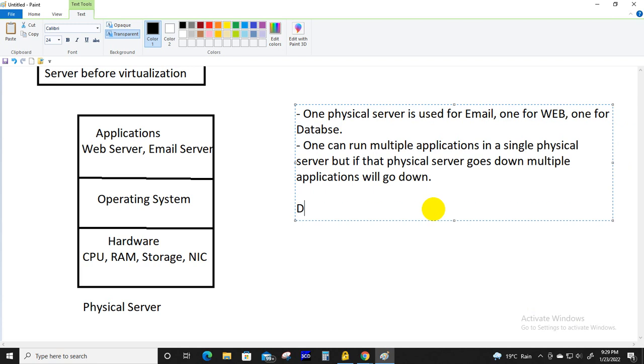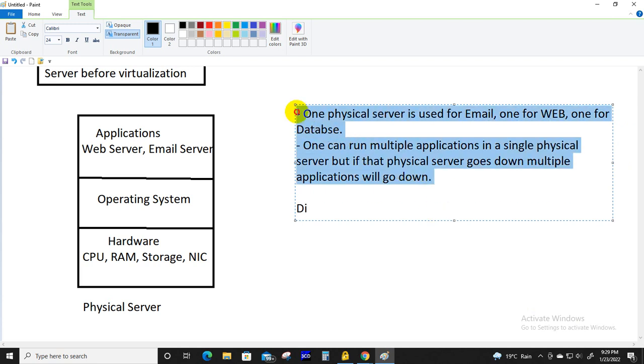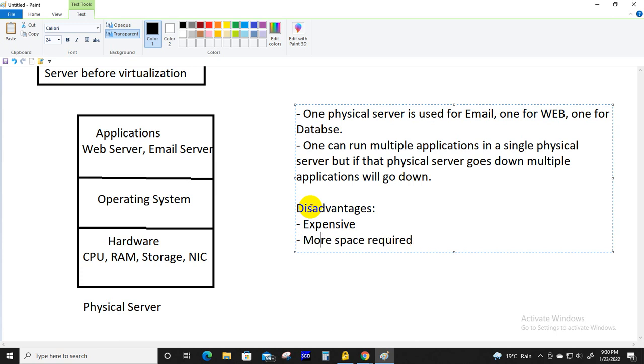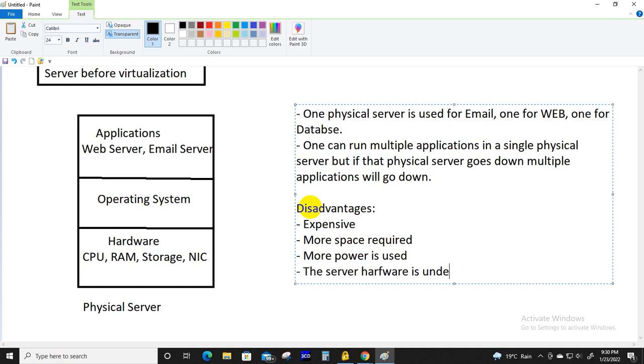So what are the disadvantages? This is our model of traditional servers, and the disadvantages are: it is expensive, more space is required for every physical server, more power is used, and even the server hardware is underutilized.